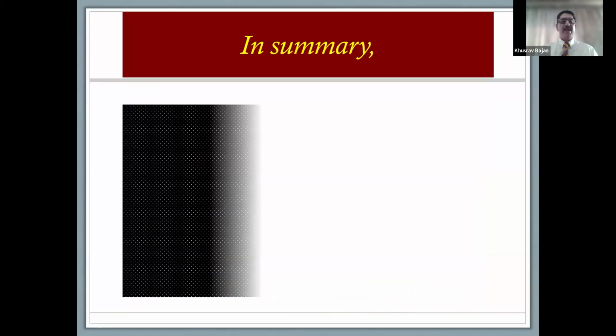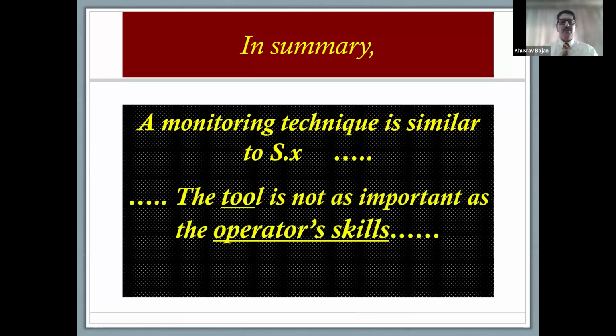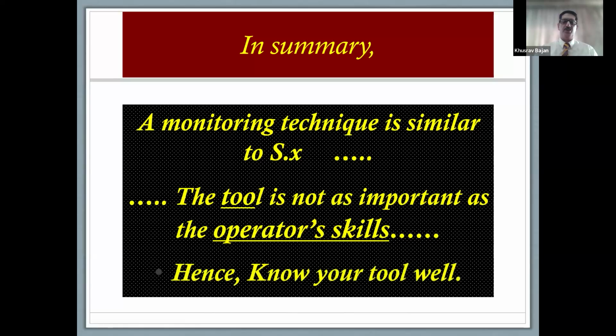In summary, my friends, a monitoring technique is similar to surgery. The tool is not as important as the operator skills, and you should know exactly what you are doing and what you are using it for, and the right questions should be asked. Hence, please know your tool very well.